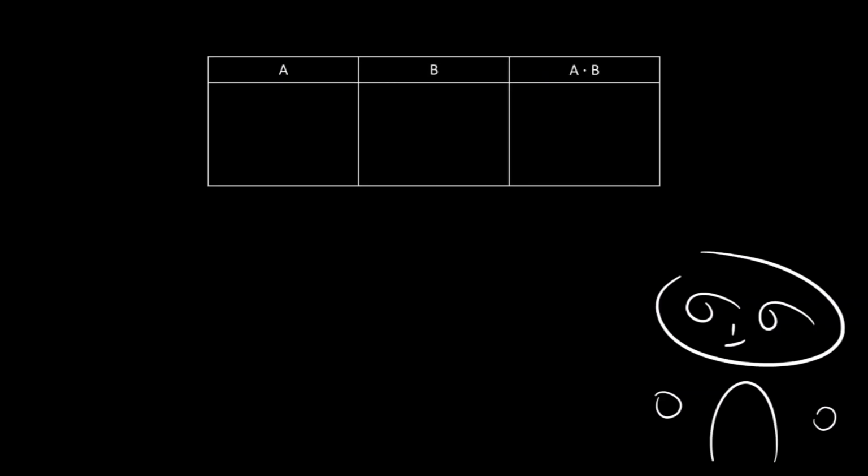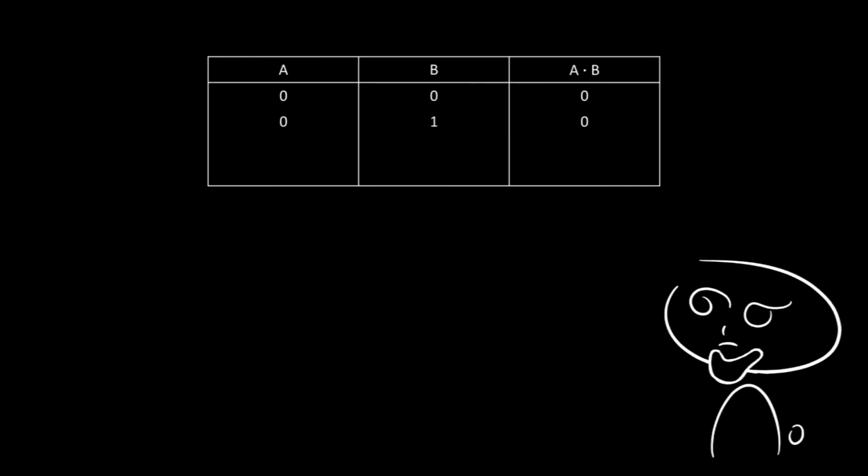Now if we write out a truth table for A and B and A multiplied by B, then we can start with 0 for A and 0 for B. And if we multiply 0 by 0, the result is equal to 0. Then if we multiply 0 by 1, the result is also 0. And if we multiply 1 by 0, the result is also 0. Then, finally, if we multiply 1 by 1, the result is 1.